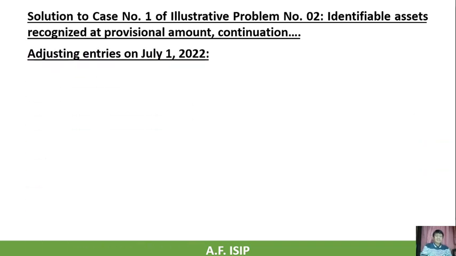So what are the adjusting entries on July 1, 2022? We will now apply what has been mentioned in the standard, that adjustment should be effected retrospectively, meaning retroactive effect. So what are the adjusting entries?